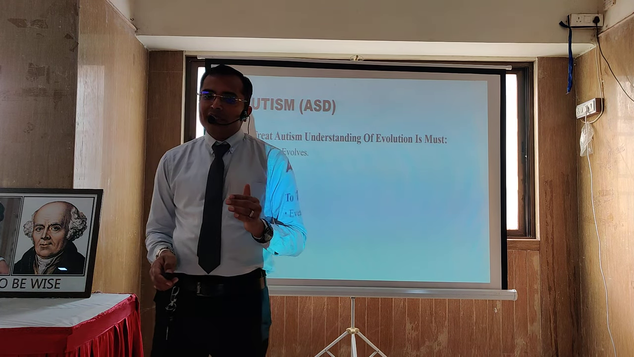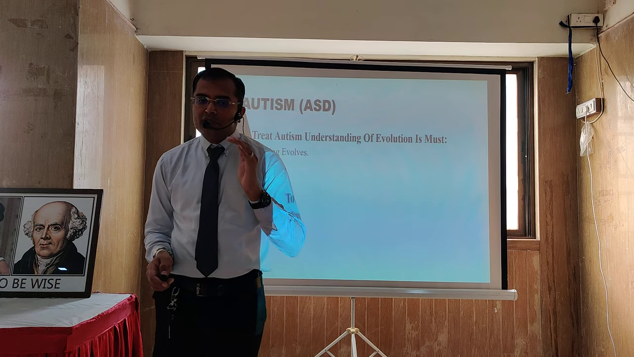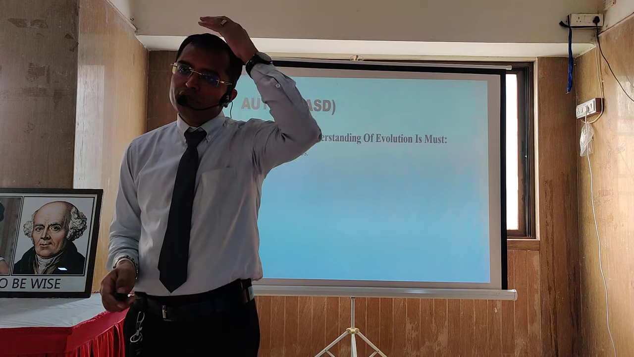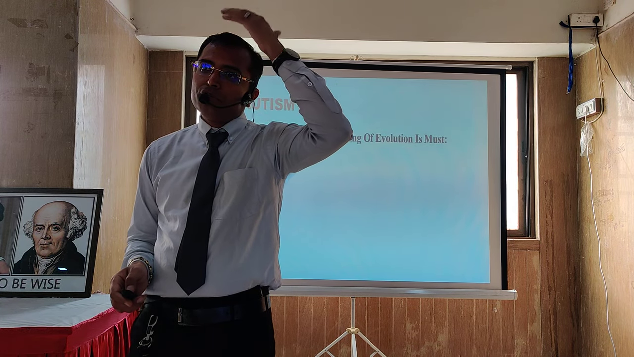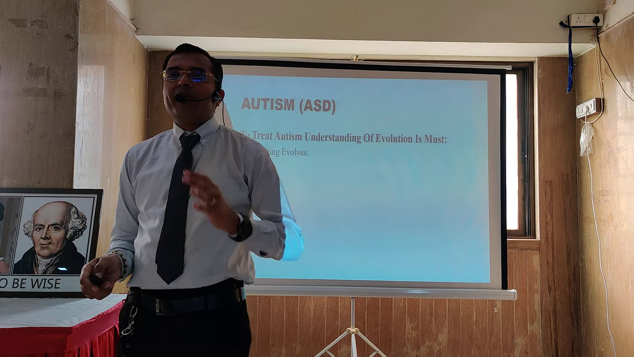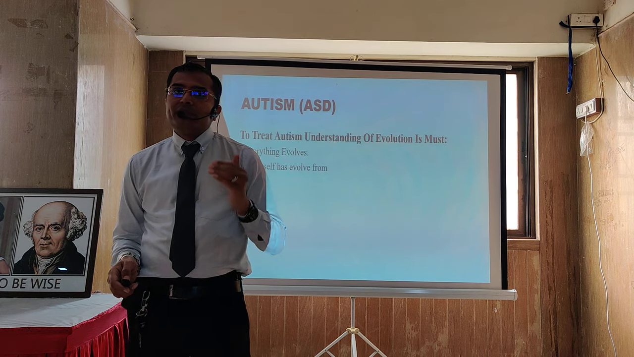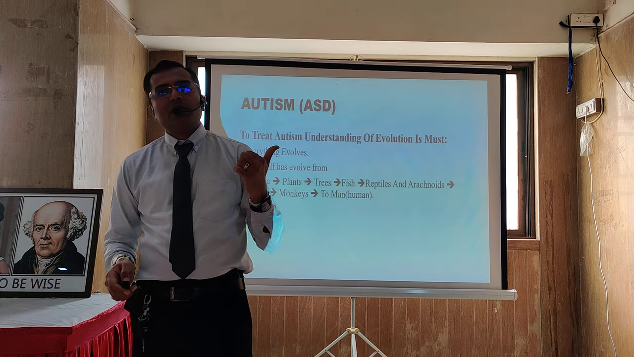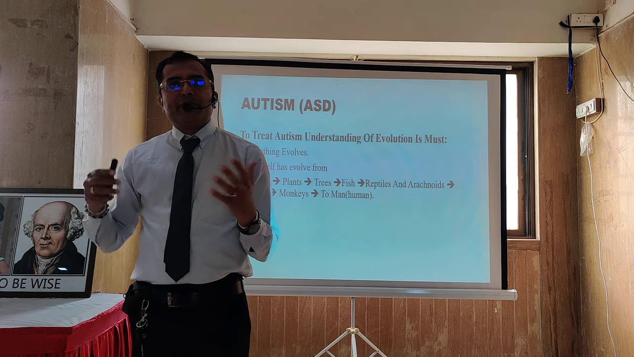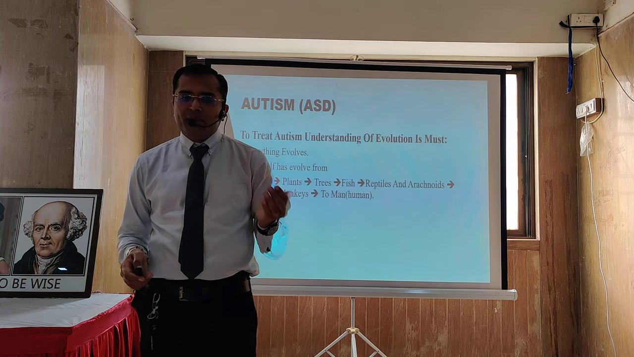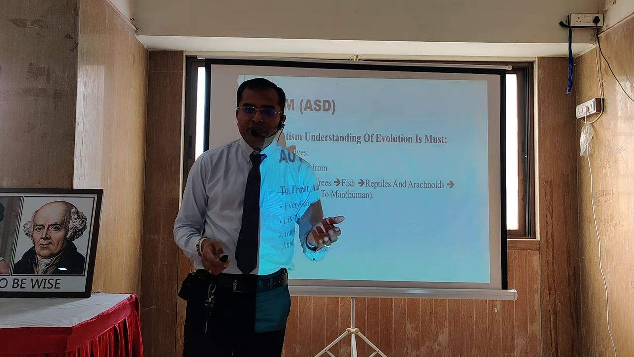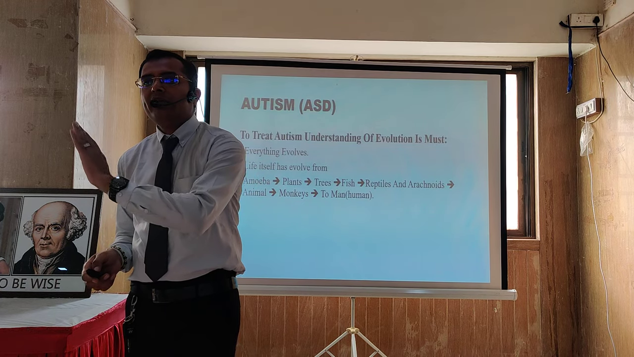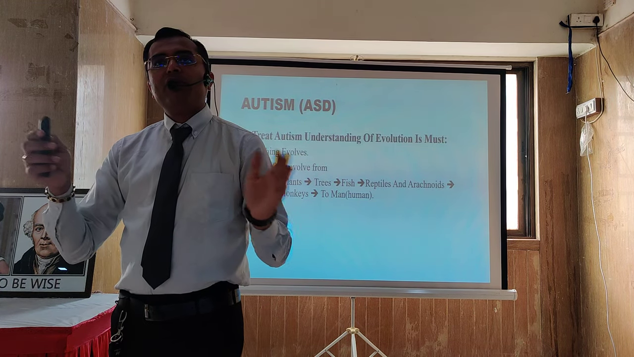So to treat autism, understanding the evolution is a must. So what is the evolution? The evolution of the brain. Evolution of the human is most important. So everyone has evolved, which means life has evolved. So life has evolved from a single cell to the multicellular complex mechanism of the human body, like amoeba, plants, tree, fish, reptiles, arachnids, animals, monkey, and to man, and then the human. So this is our evolutionary process.